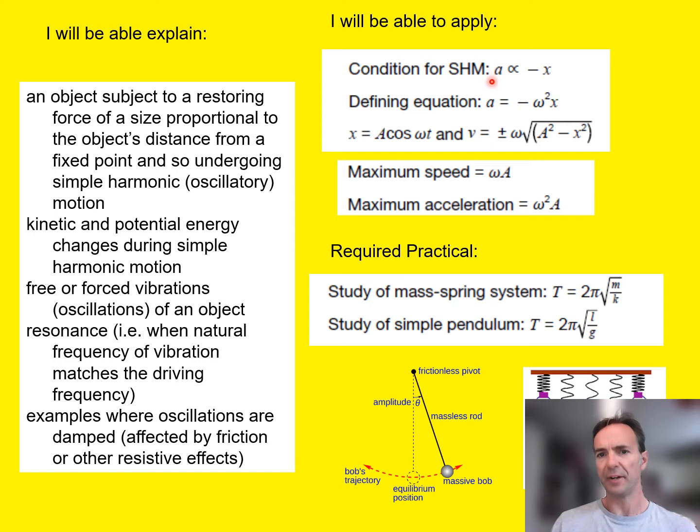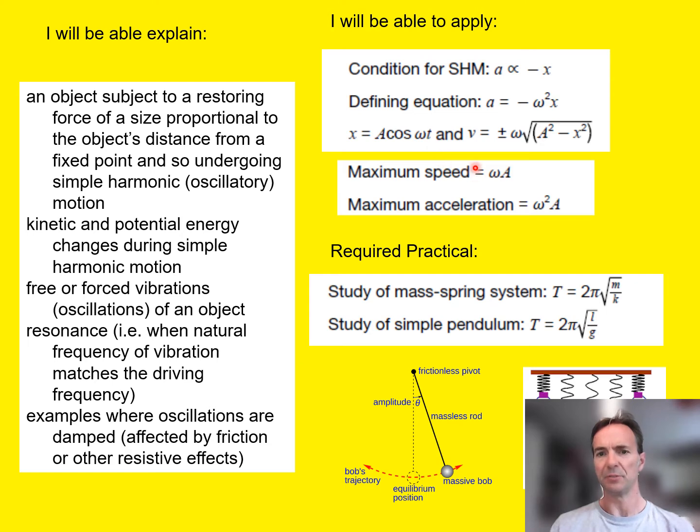The condition for SHM, this is it. Acceleration is proportional to the negative of the displacement. And then following on from those, all of these are derived from this one here. You don't need to know why it's the minus the square of the angular frequency, but it's worth doing. And remember, this is a constant, so angular frequency is a constant, and everything else on here, omega. I'll explain what all these equations are in a second, but these are the ones which you need to be able to do.